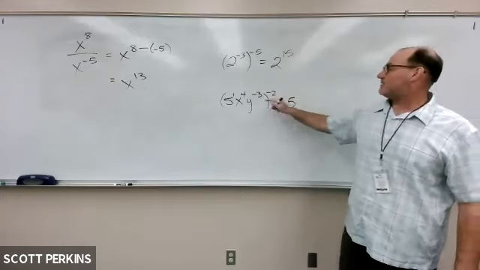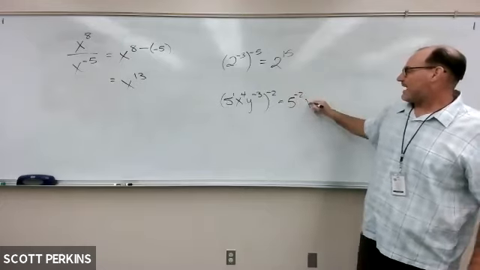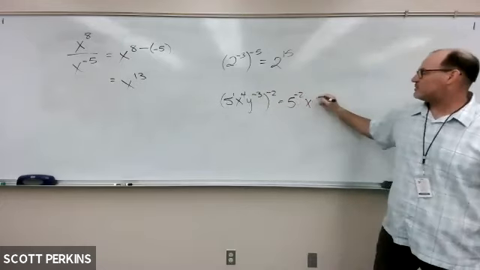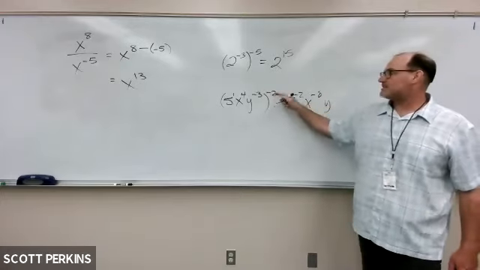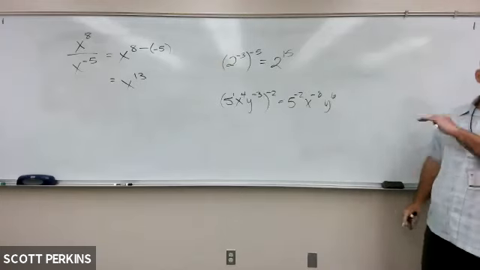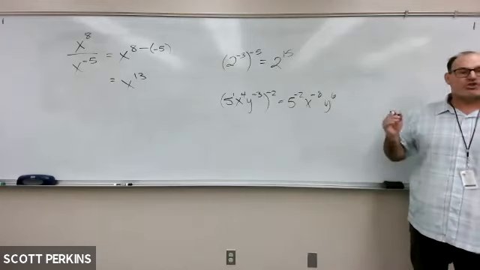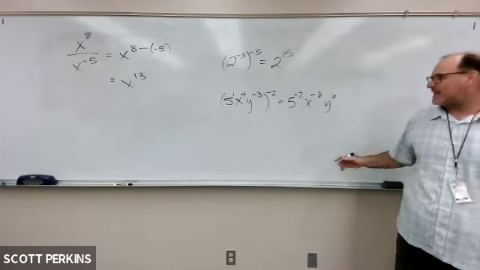So I have 5 to the 1 times negative 2, or negative 2. I have x to the 4 times negative 2, or negative 8. And then y to the negative 3 times negative 2, or positive 6. If you got there, you've done a fantastic job. Just don't forget that simplifying means I have to resolve these negative exponents.